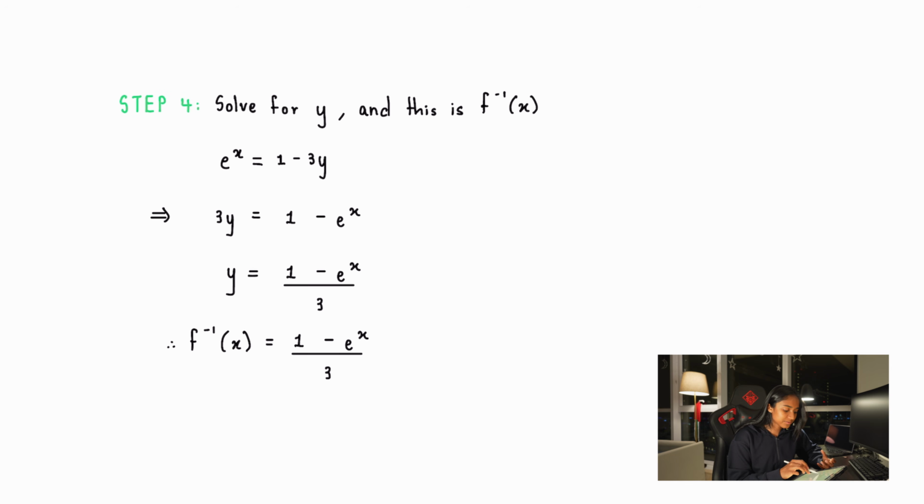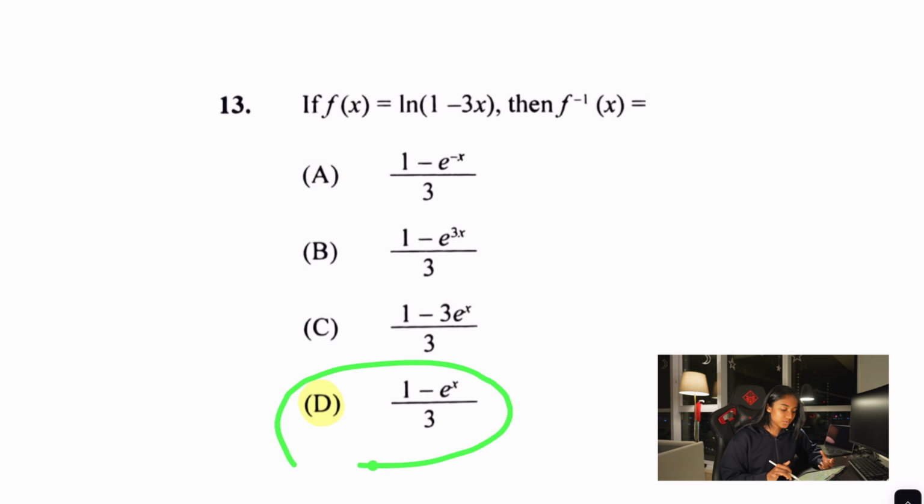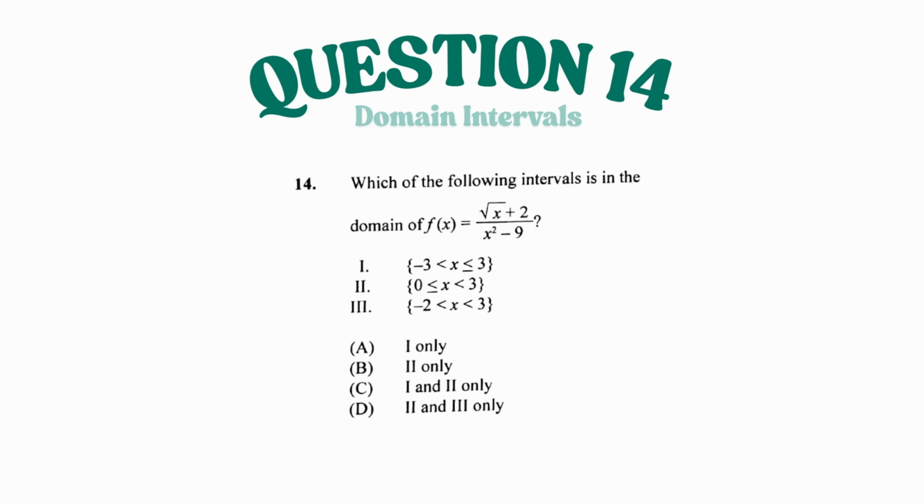So we get 3y is equal to 1 minus e to the power of x, and of course, we bring the 3 down. We get the inverse to be 1 minus e to the power of x, all over 3. So that is how we do number 13.